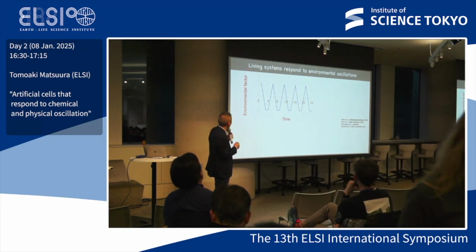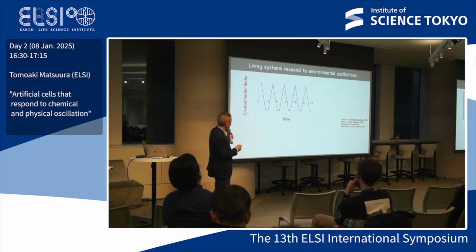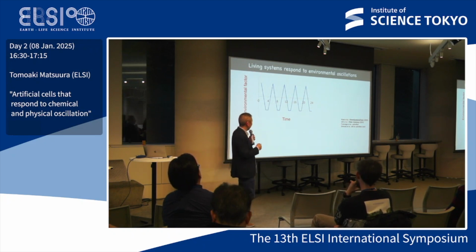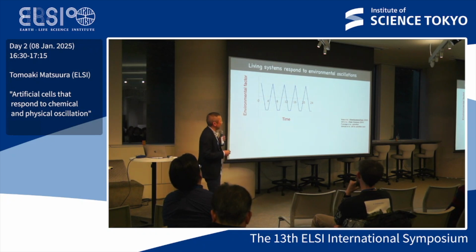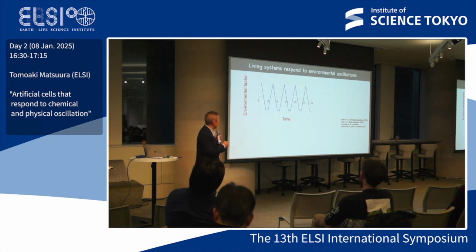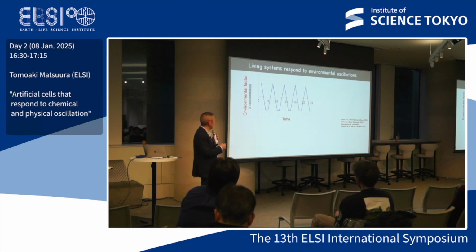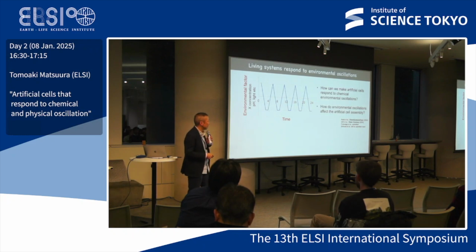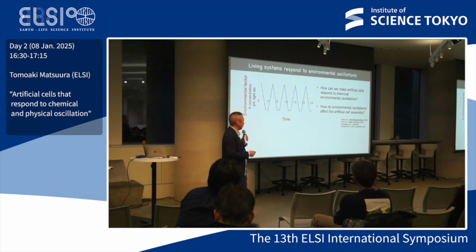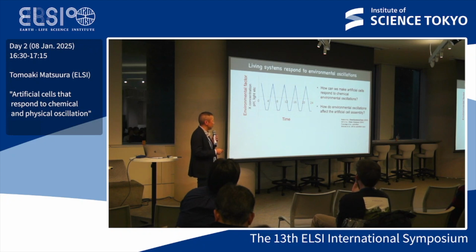That is to construct an artificial cell that responds to environmental oscillation. So this is time versus environmental factor. It can be anything, but the condition is changing up and down. It can be the concentration of chemical X, or it can also be pH. It can be light, or whatever. And so first of all, the question we wanted to address here is, how can we make the artificial cells respond to chemical environmental oscillation? This is already a very big challenge.